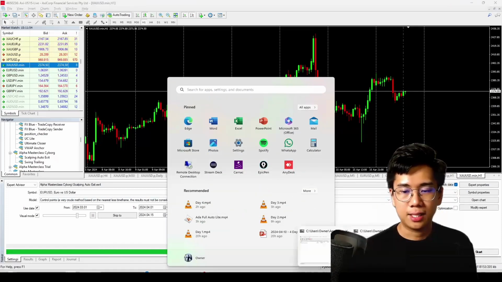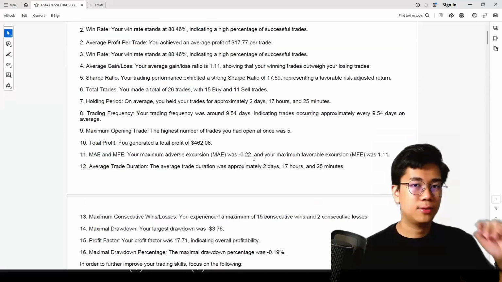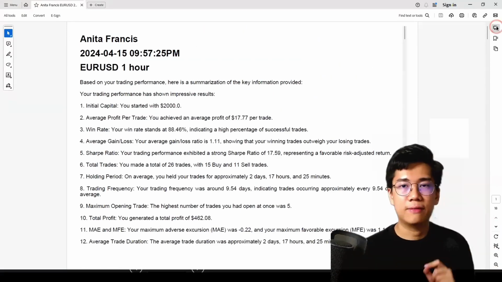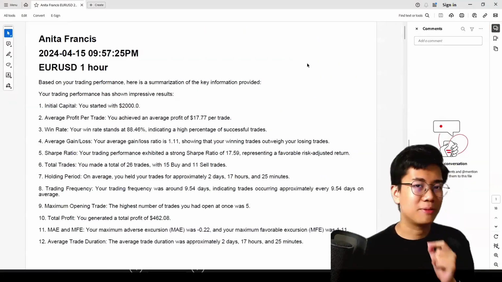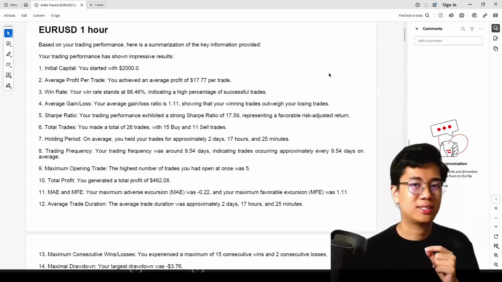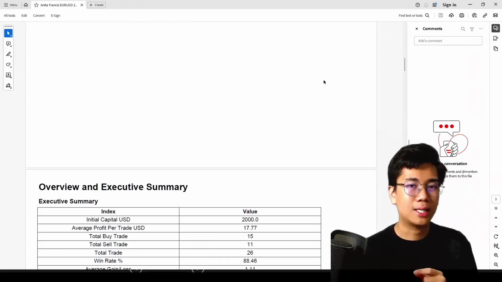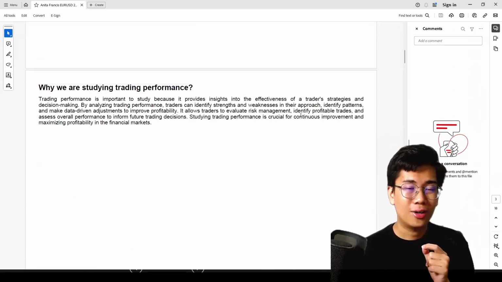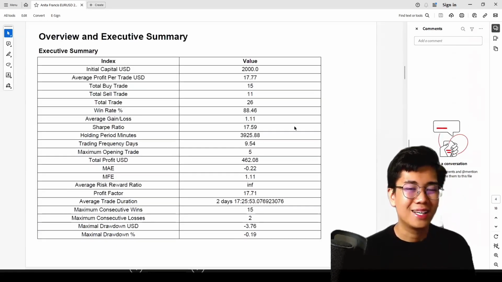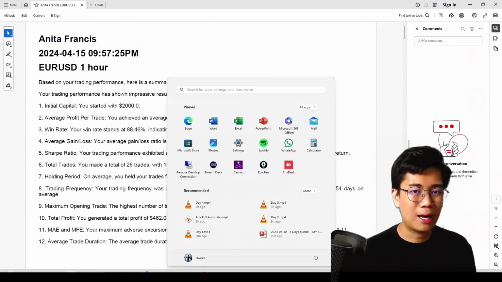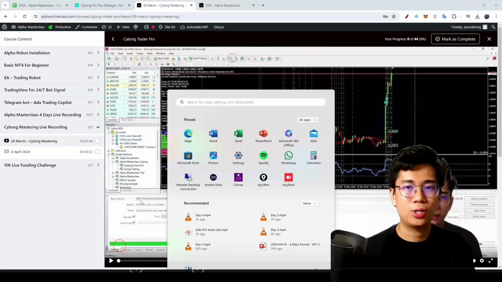Yesterday I mentioned that we can get you these trading behavior reports, but my team informed me that no one is replying to that message. So I'm not sure whether you guys received the message from my team that we can generate this report for you. Basically, yesterday we did this trading simulation.